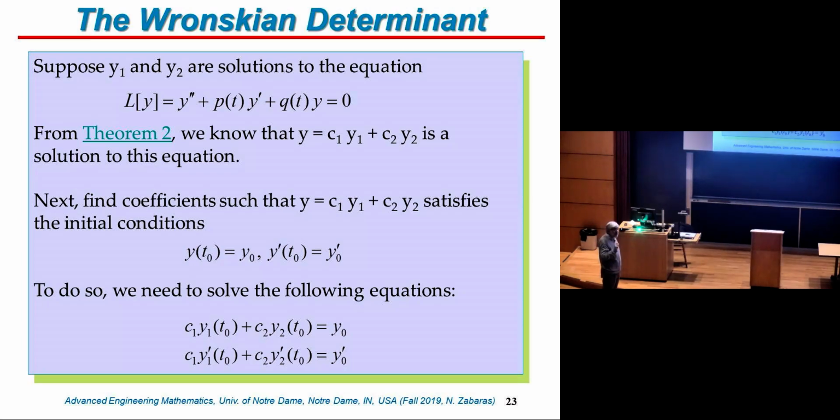What needs to happen for the solution y to satisfy the initial conditions? Here I have a system of two equations with two unknowns. So what do I need to guarantee that this system has a solution?